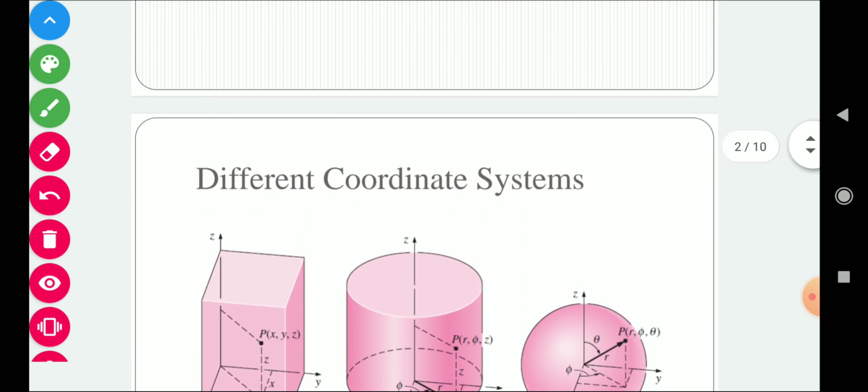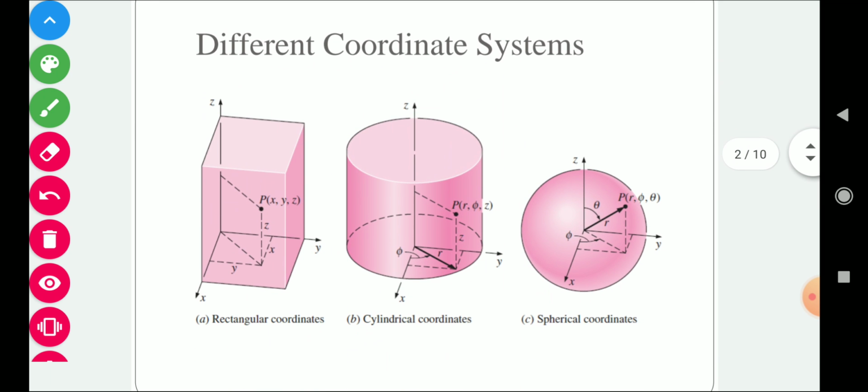Before starting, we will discuss some basic terms, like the different coordinate systems. As you are all aware, we have three kinds of coordinate systems. One is the rectangular coordinate, or what we also call the Cartesian coordinate. The others are the cylindrical and spherical coordinates. In the rectangular coordinate, you have three axes, x, y, and z, to locate a point. For example, if you want to locate this point P, you require the x, y, and z values.